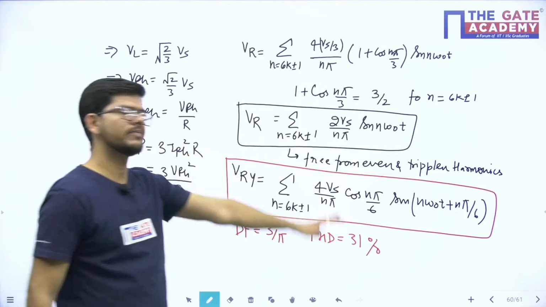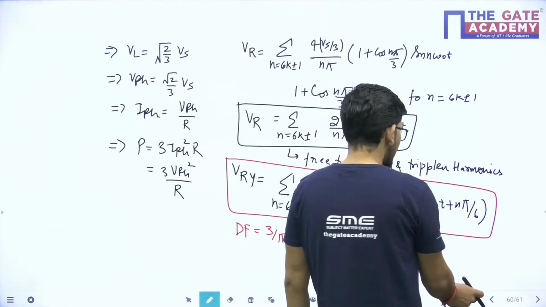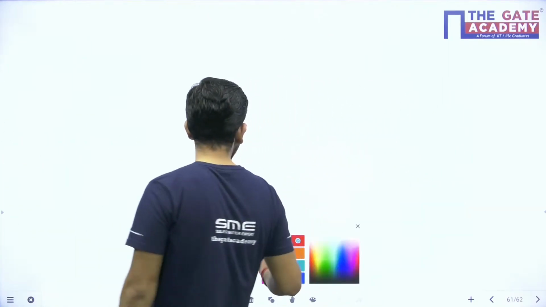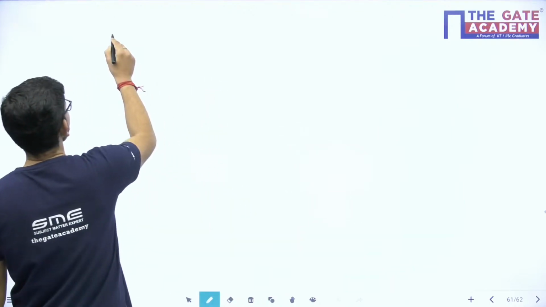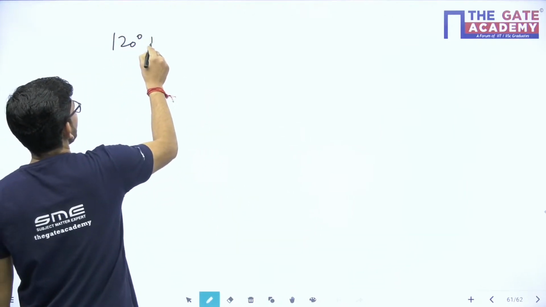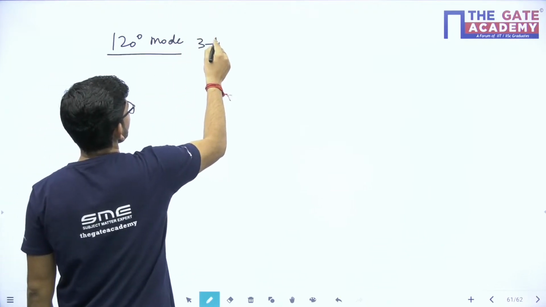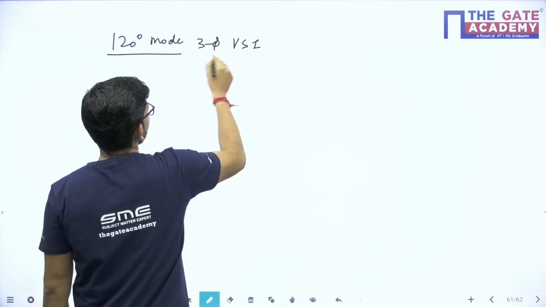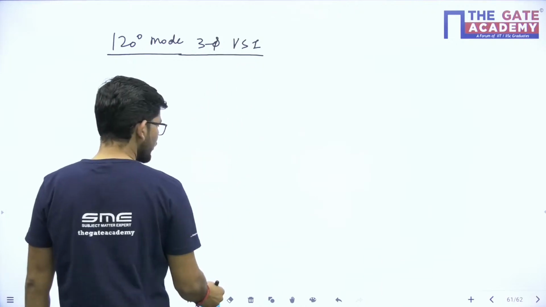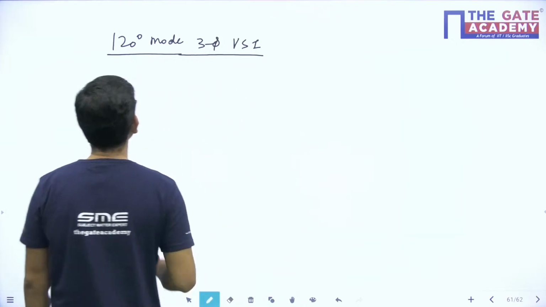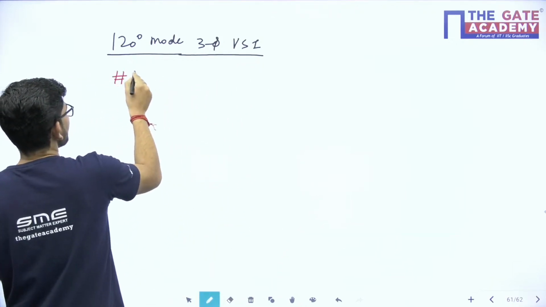Just remember this fact. So this is all about the 180-degree inverter. Now if I talk about the 120-degree mode of inverter, the 120-degree mode 3-phase VSI, what will happen? The circuit diagram will remain the same, and what will happen?